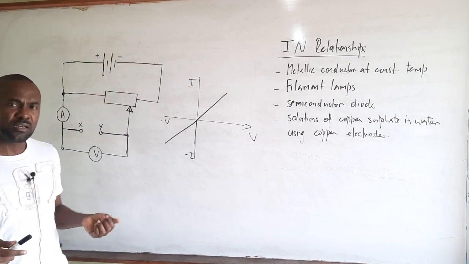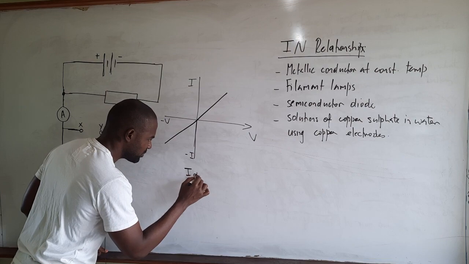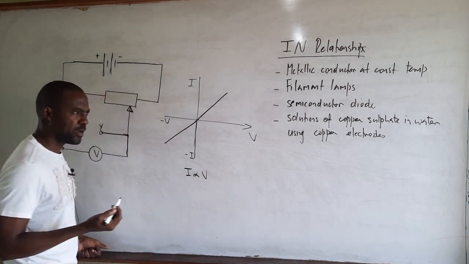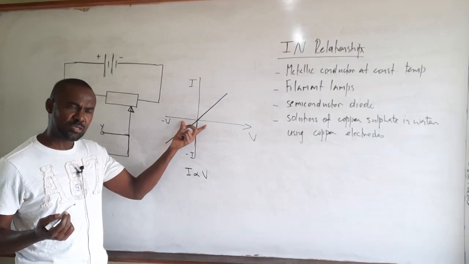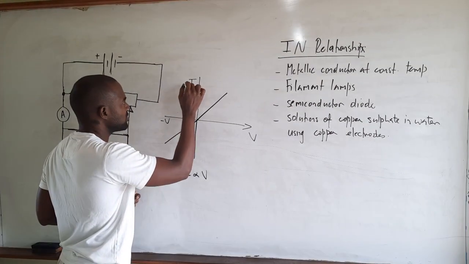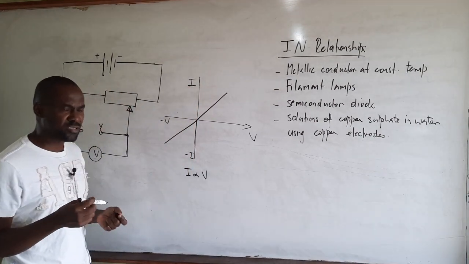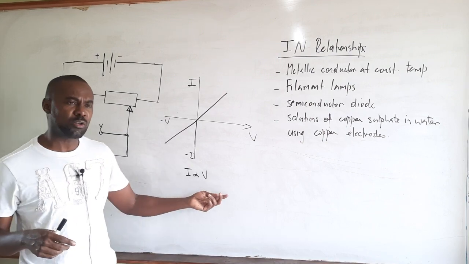And what this shows is that the current I is proportional to the voltage V, right? Based on this straight line relationship passing through the origin, this tells us that the current I is directly proportional to the potential difference V across the conductor, right? And this of course is where we get Ohm's law from.